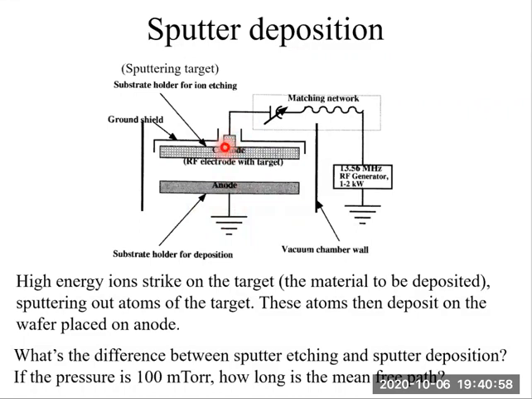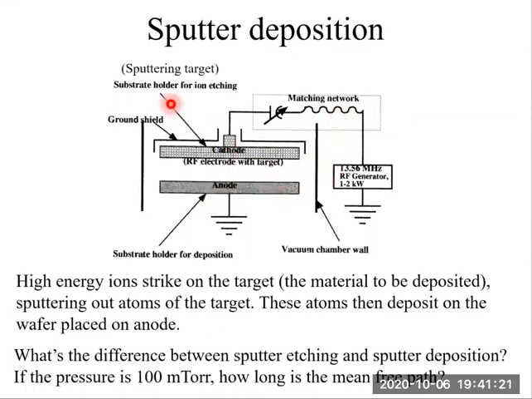Namely, we have 2 electrodes. One is an anode, which is grounded. The other is a cathode, which is a powered electrode. RF power is coupled to this cathode through a matching network.